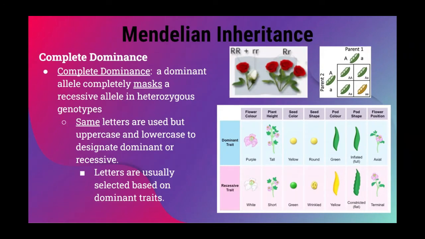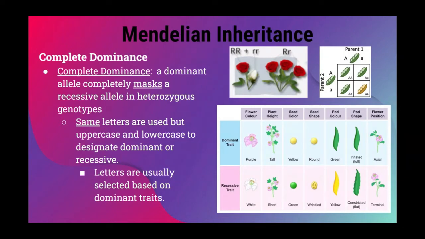We use the same letters, just uppercase and lowercase, to designate whether something is dominant or recessive. And letters are usually selected based off of the dominant trait. So for example, if red is the dominant trait, then you usually use R, or if white is the dominant trait, then you're going to use W. If tall is the dominant trait, then you're going to use T, things like that. Now, you see all these examples in these images. For example, you have the big R, little r. Because it's heterozygous, it follows the dominant trait, which is red. So it's going to be red.